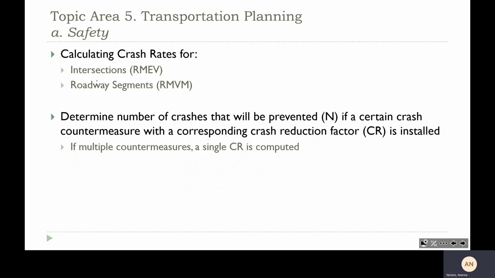All right, the final topic area is transportation planning, and it has two unrelated aspects. Safety used to be its own topic area, but they've combined it for some reason. So on the safety side, we're looking at crash rates. For intersections, we have RMEV, for roadway segments, RMVM, which for some reason I've got split out on different slides. So the next slide has the equations. And then we also can look at how many crashes would be prevented if certain countermeasures were installed, with crash reduction factors.